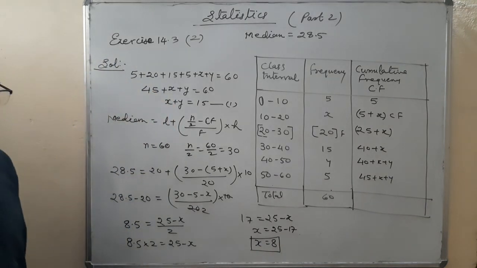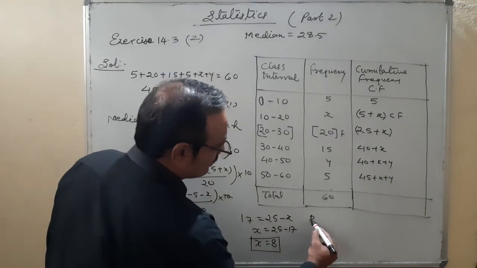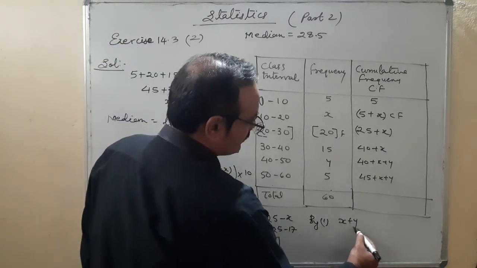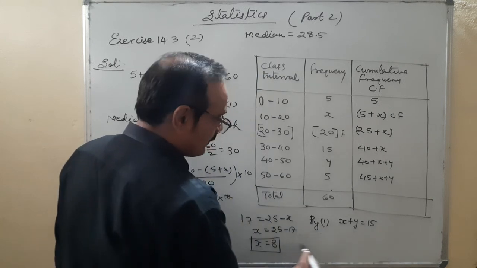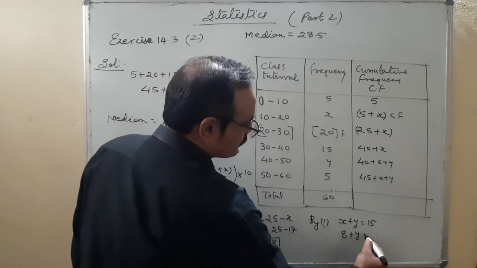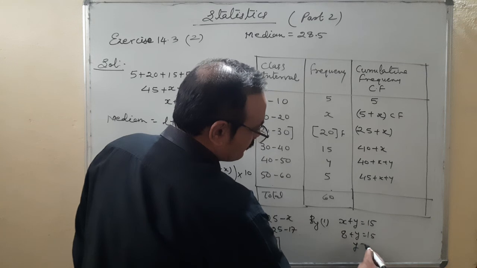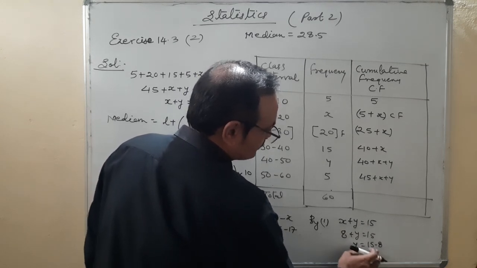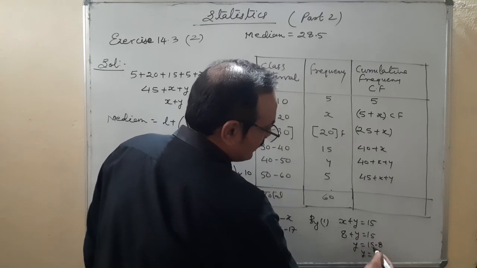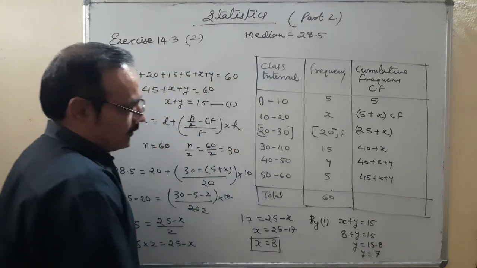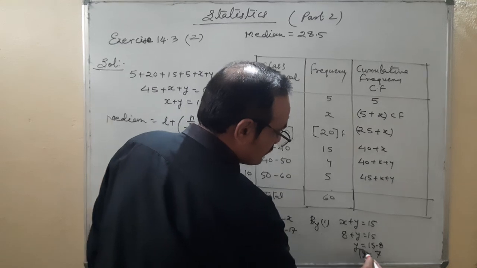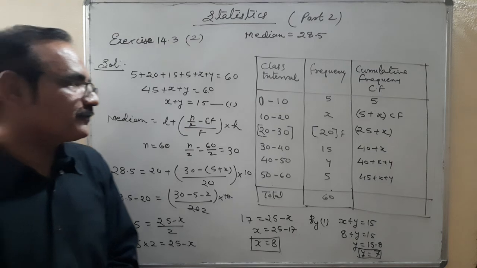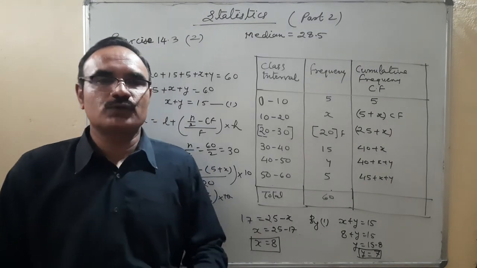What is the value of x? 8. Now by equation number 1, x plus y is equal to 15. So in place of x, I can put here 8 plus y is equal to 15. Therefore, y is equal to 15 minus 8. y is equal to 7. So the value of x is equal to 8 and y is equal to 7. So this is the procedure if median is given and we are going to find two unknown terms.